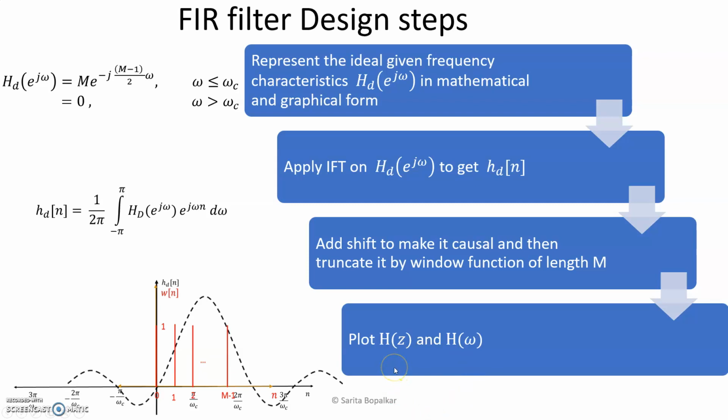And the last step is to plot H(z), and in that we replace z with e^jω to get H(ω), and this H(ω) should match the desired given frequency response. Then we have designed the filter with the right order. Otherwise, change the order and follow all the steps.